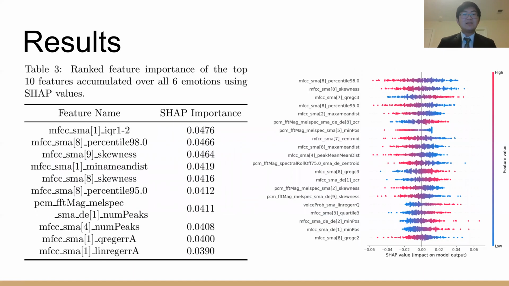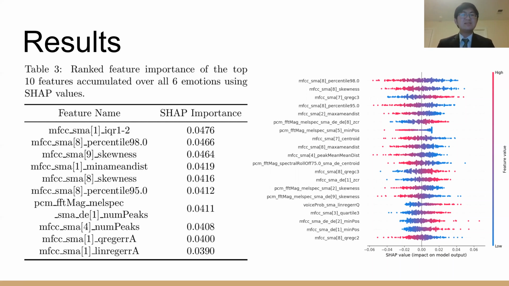Next, on the left-hand side, there is the ranked feature importance of the top 10 features accumulated over 6 different emotions using the SHAP values. And you can see how on the SHAP value ranked from top to bottom, MFCCs were predominantly the features that had the most impact on the model output. In particular, on the left-hand side, you can see how the first MFCC coefficient was prevalent amongst many of the features that had the most influence on the model.